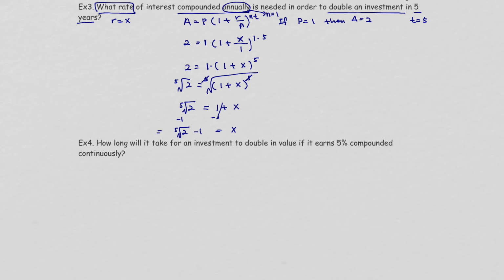That is about 0.148698. And when you change that to percent, it will be 14.87%. So that's going to be the rate that you're going to need to make your amount double in 5 years.